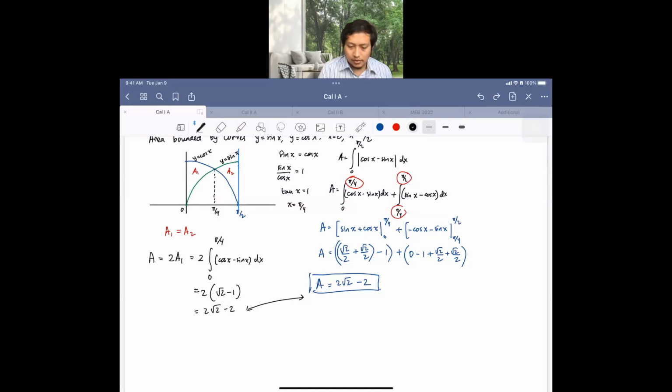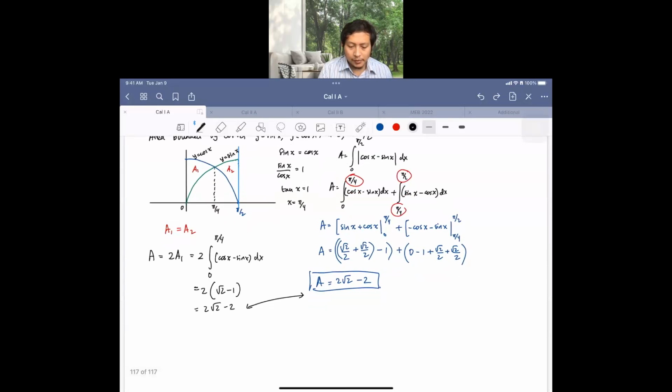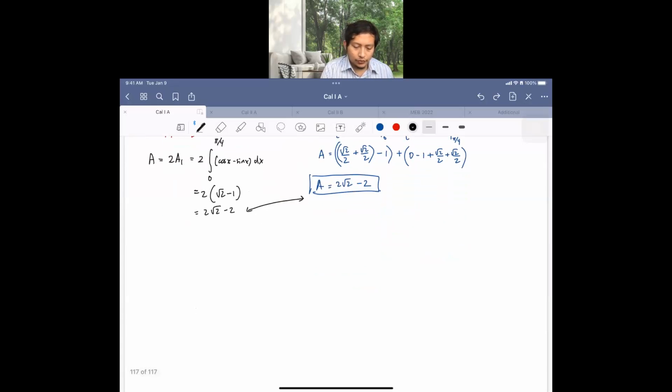Okay. The other part in this area between curves is, let me give you a true example, and then we can have a much more practical and clear way of how we can solve most of the problems in this chapter. So let's say we start with: find the area enclosed by the line y equals x minus 1 and y squared equals x plus 6.